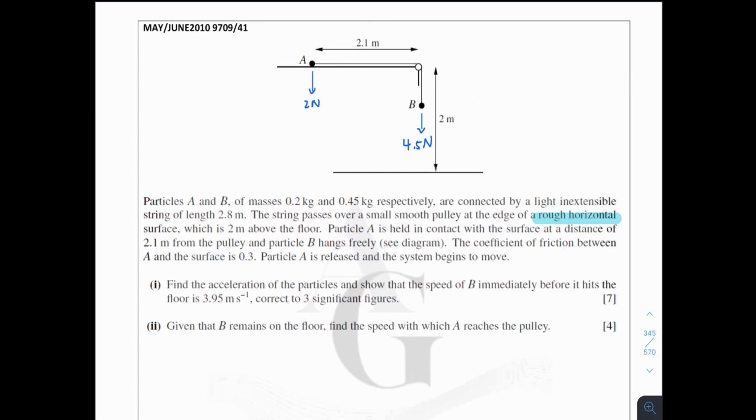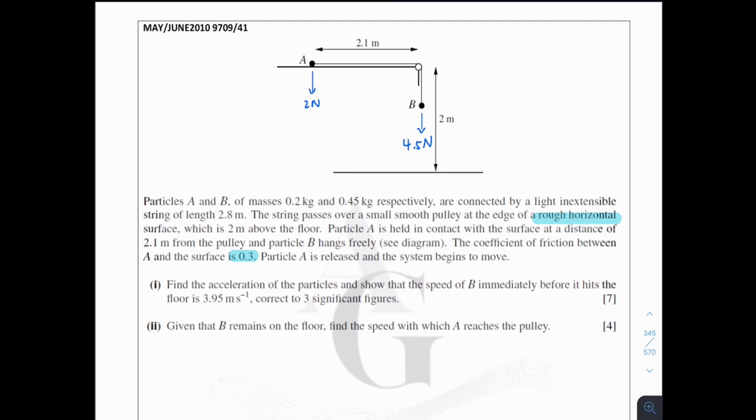And now the coefficient of friction between the A and the surface is given by 0.3. So now, particle A is released and the system begins to move. So for part 1, you are asked to find the acceleration of the particles and show that the speed of B immediately before it hits the floor is 3.95 meters per second, correct to 3 significant figures.